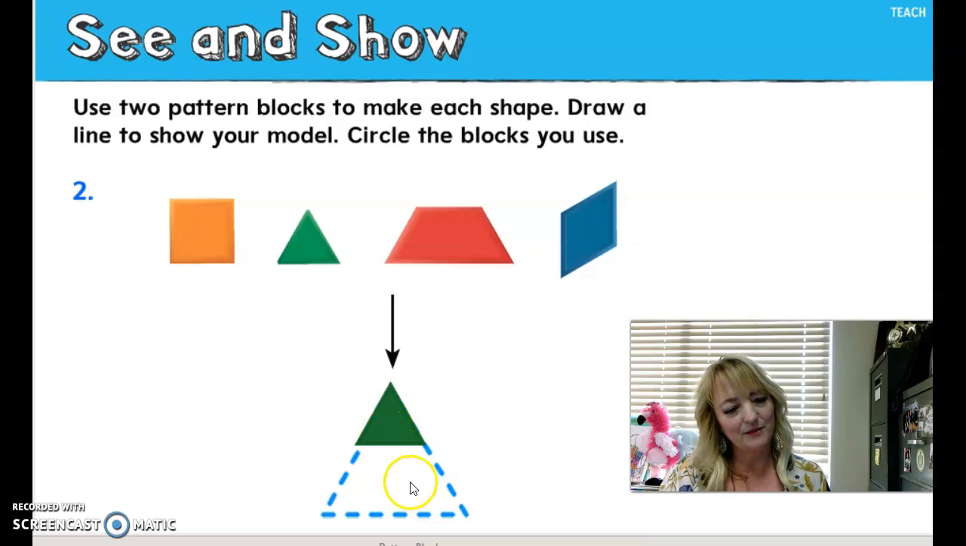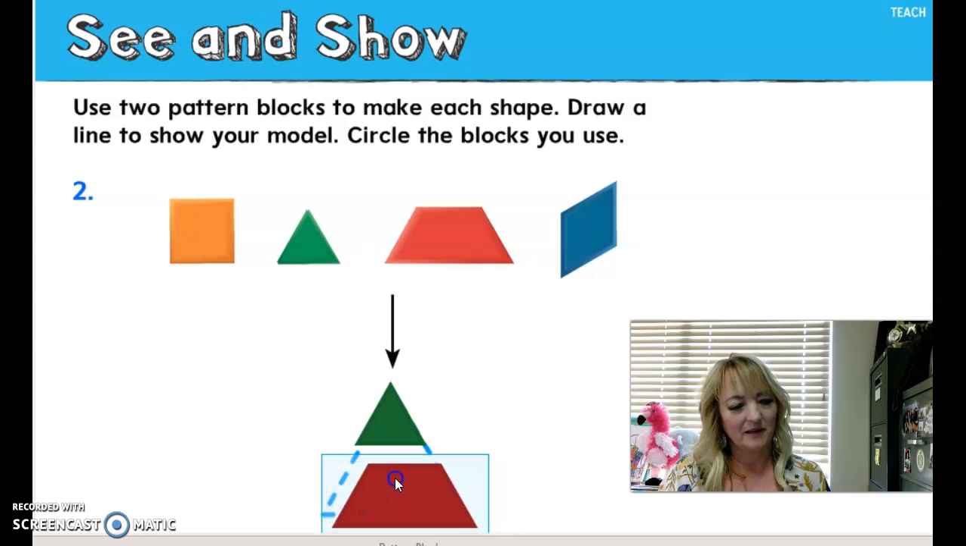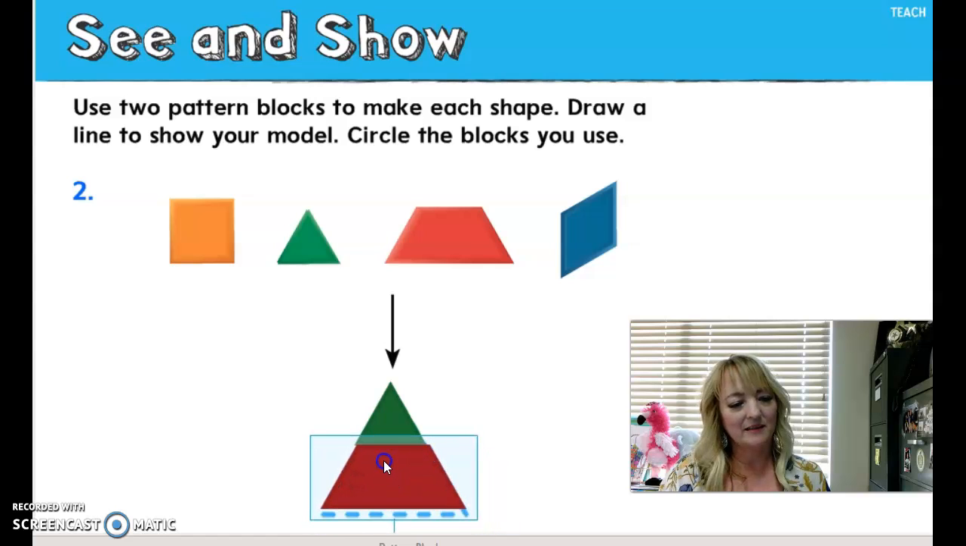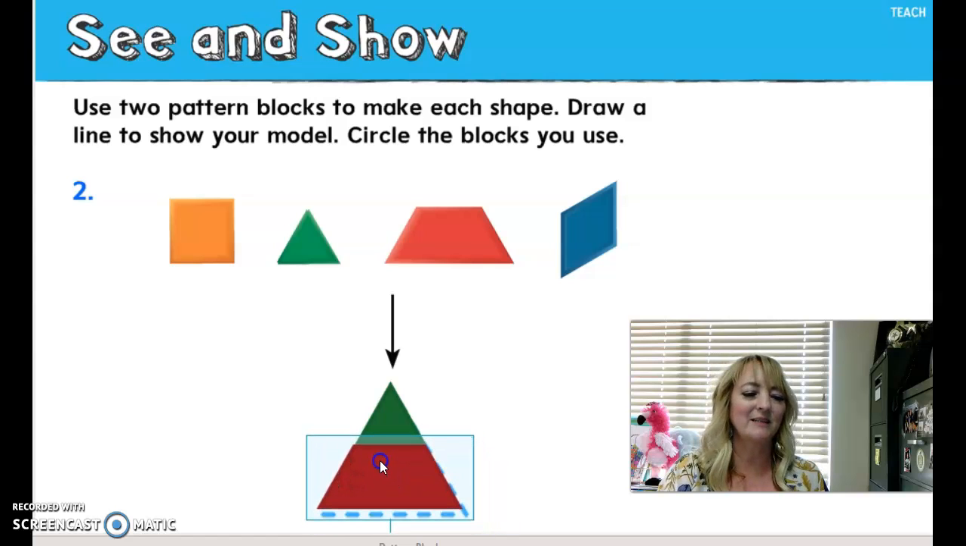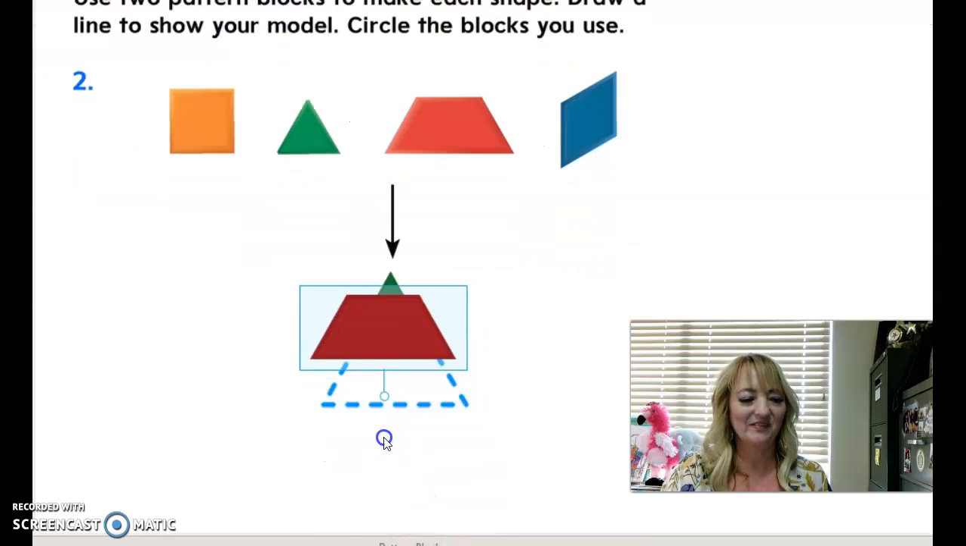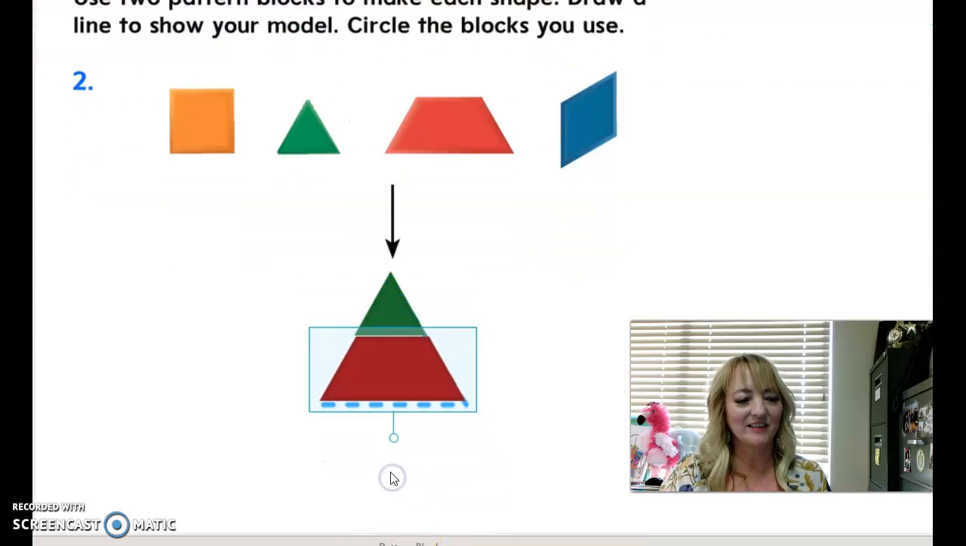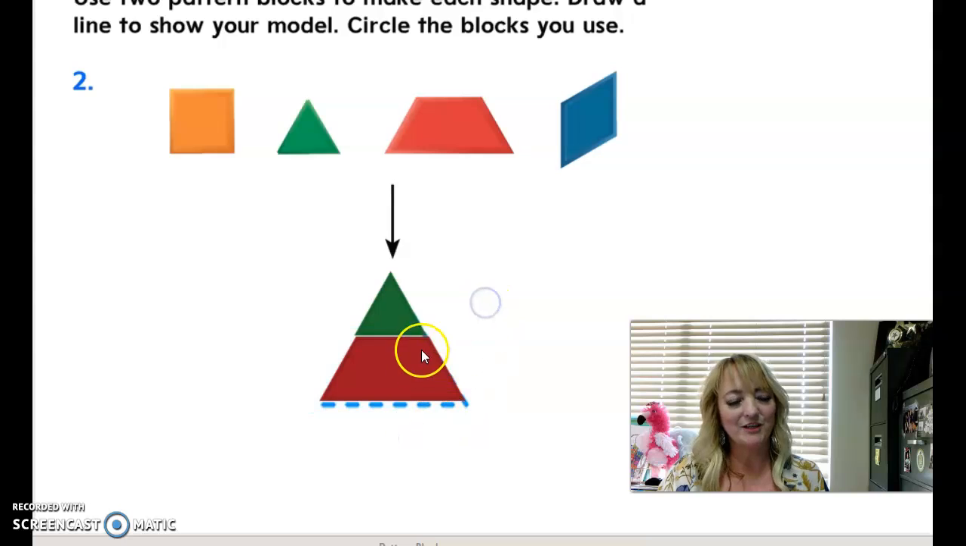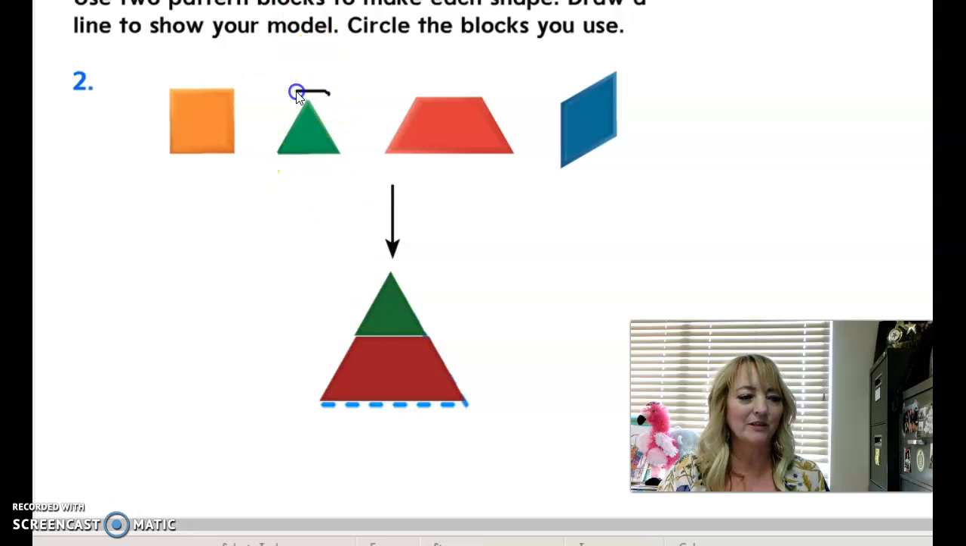I can't get mine to move. We'll try again. Okay, and we're going to place that right there. So as you can see, it does make the larger triangle when you use a trapezoid and a triangle. So go ahead and we're going to circle. Take your pencil, we're going to circle the triangle and the trapezoid.